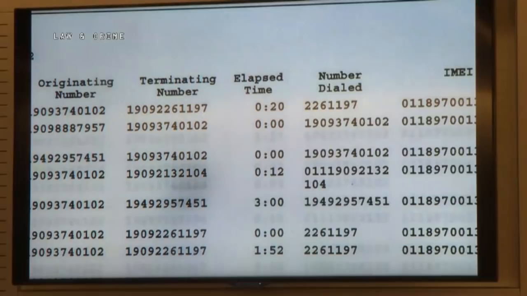The next category there is number dialed. And that actually tells you what was punched into the phone. So for example, on international calls, you may see additional digits there. In some cases, you'll see it where the individual did not dial the area code. So you can see that here in the number dialed.